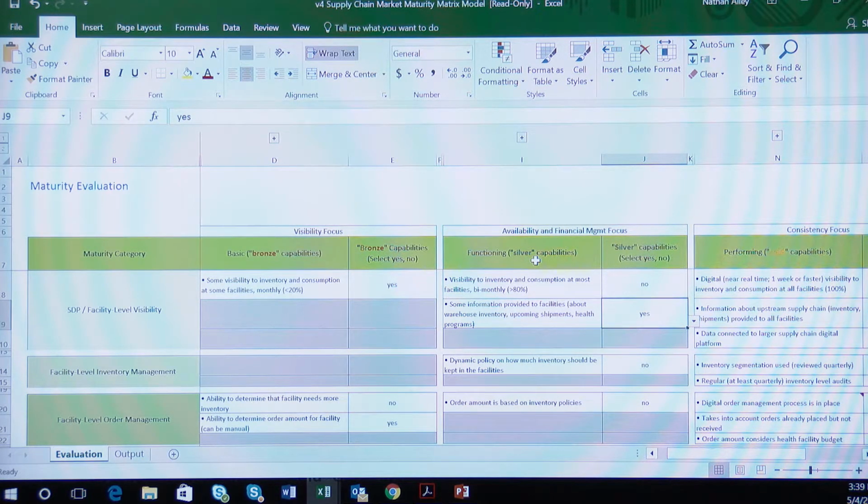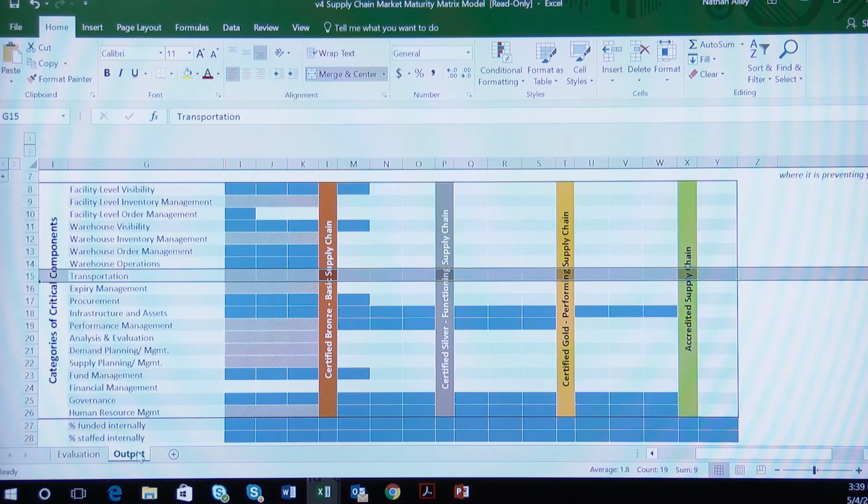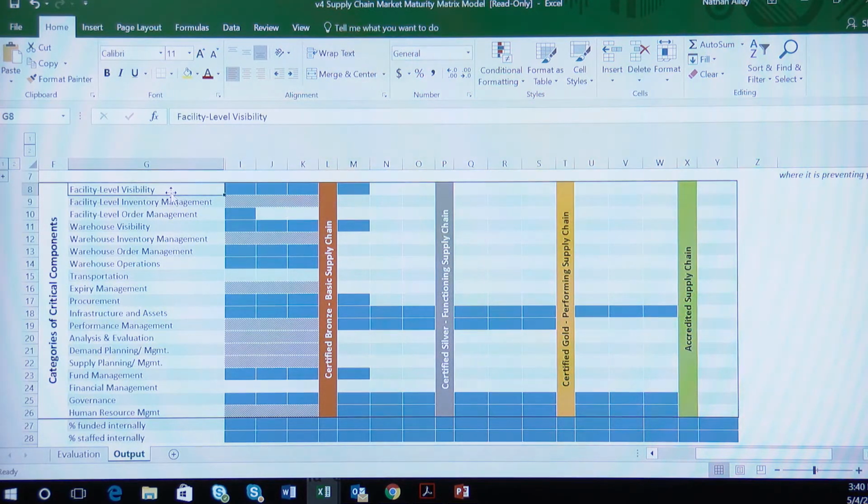You would then complete the maturity model for all 20 components, and then your output will be displayed on the second tab labeled output. And this is a maturity model output with fictitious data. So you'll see, based on the first component that we use as an example, facility level visibility, your bronze level, your silver level, your gold level, and your graduation level. For the bronze question, we answered yes. So the output shaded the cells blue, saying you are bronze for your facility level visibility.